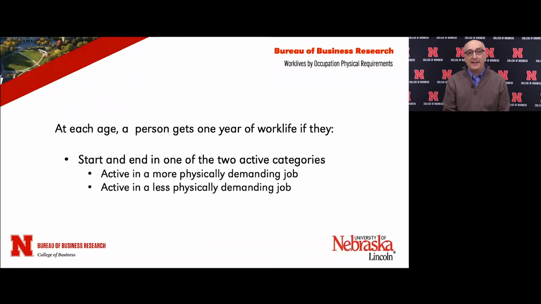Then at each age, you get 1 year of work life if you start and end in one of the two active categories. So for example, if someone at age 40 is active in a more physically demanding job, and at age 41 they're active in a more physically demanding job, they get 1 year of work life.